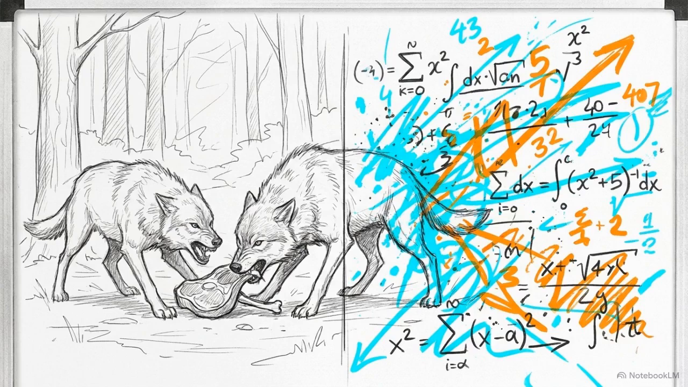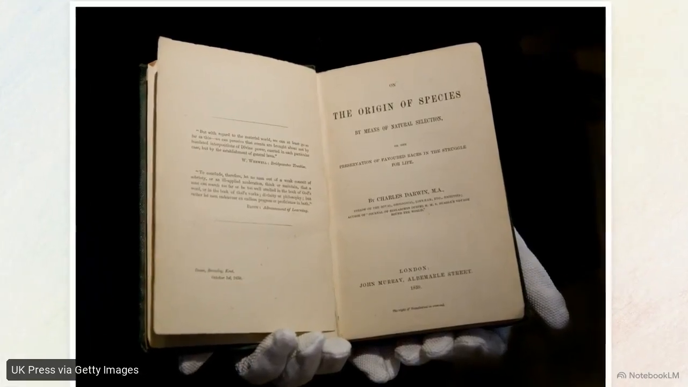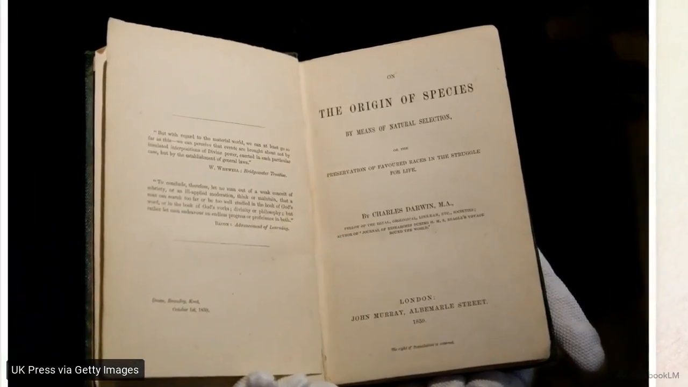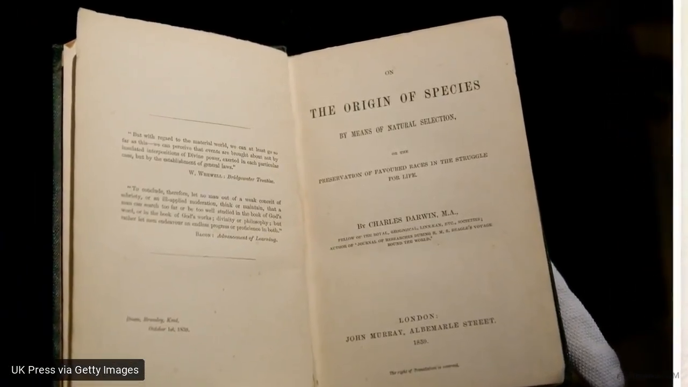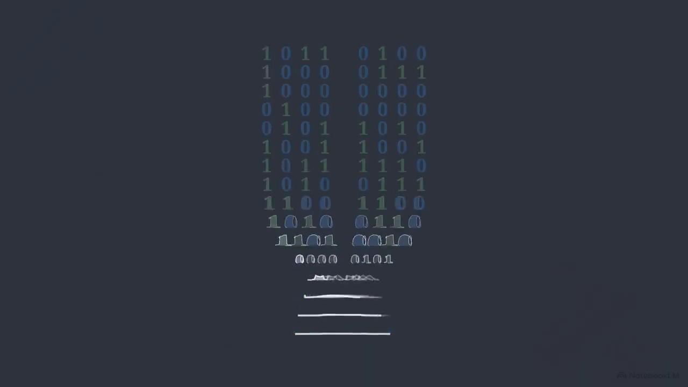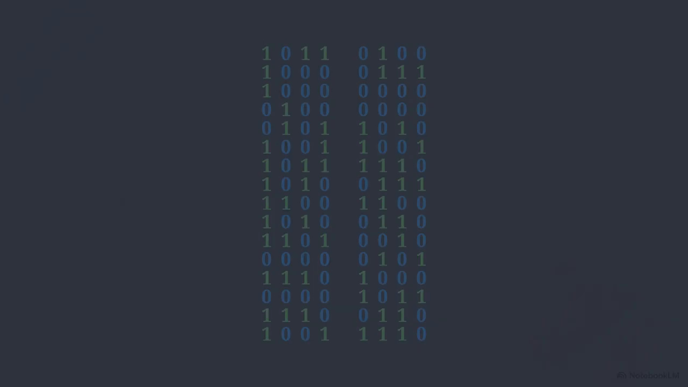What if the most efficient way to solve a complex math problem is to treat numbers like animals fighting for survival? In 1859, Charles Darwin published The Origin of Species, mapping out how organisms adapt and pass on their strongest traits. Computer scientists borrowed this exact biological concept to create genetic algorithms.